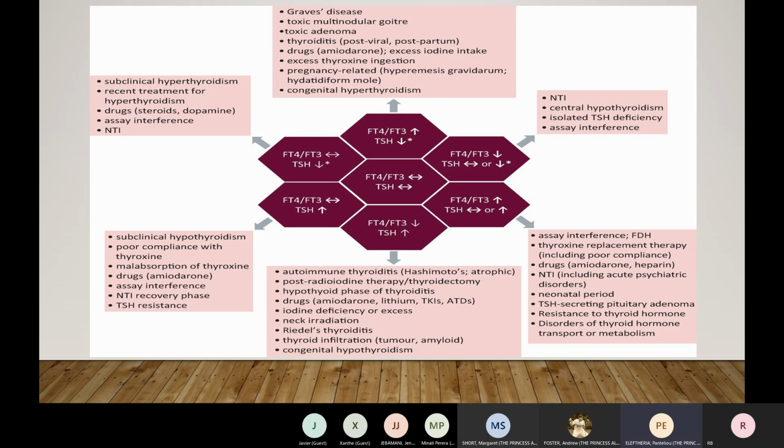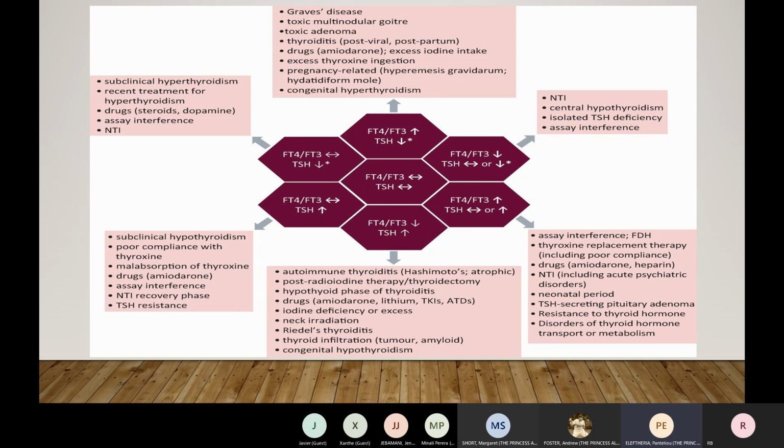And again, going back to this slide, which I find really useful, this lady falls into the left bottom hexagon. So she's got normal T4, T3, and she's got a raised TSH. The differential associated with this hexagon is subclinical hypothyroidism. We know that she's got hypothyroidism.